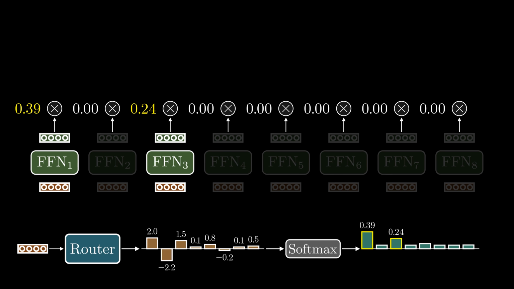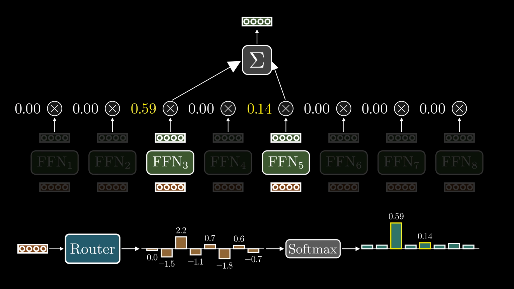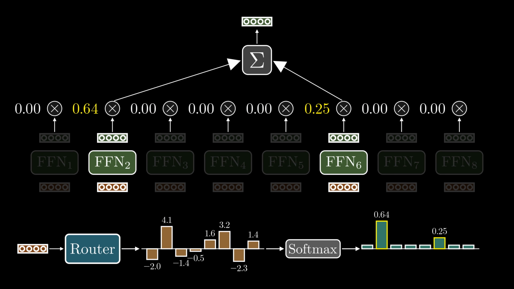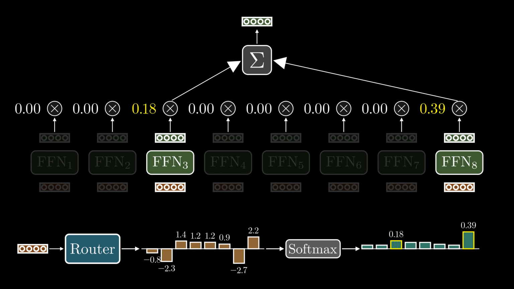Each expert produces its own output. We then compute a weighted average of these outputs using the probabilities predicted from the router. This gives us the final output of the MoE layer. The routing process operates at the token level in every MoE layer of a transformer. Let's express this more explicitly.